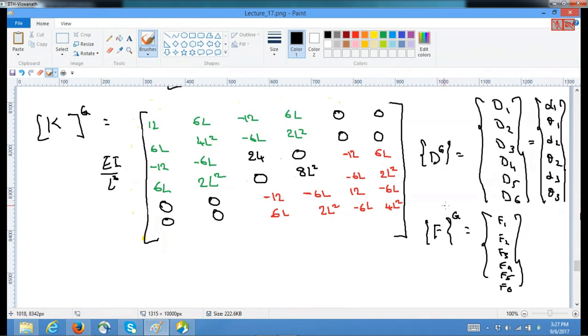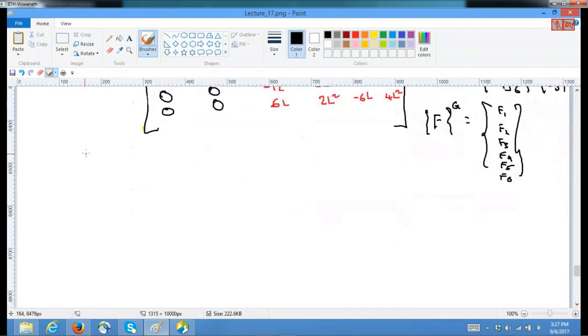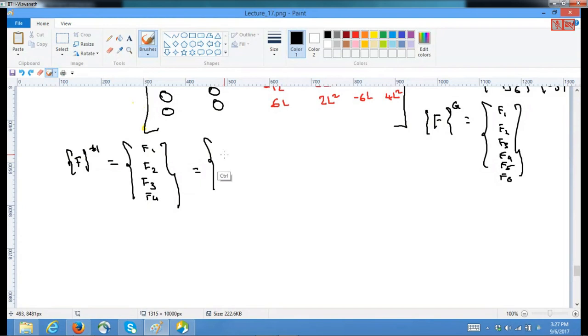Now what we need to know is these values also. Let us try to get the forces F on element 1. The F on element 1 is nothing but F1, F2, F3, F4, or simply you can write it as F1, V1, M1, V2, M2, which we have seen in previous cases.